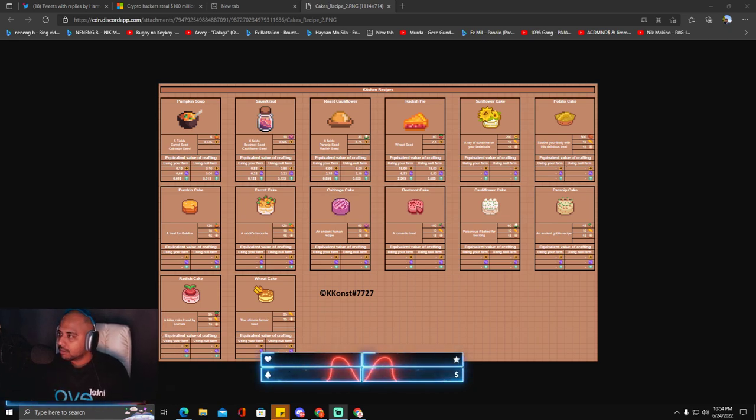Okay, so this is the cake recipe. You already know about the pumpkin soup, the sauerkraut, roasted cauliflower, radish pie, forget all that. Then there is a sunflower cake. Remember, for sunflower cake, you do need 200 sunflowers, 10 wheat, and 15 eggs. That's what we were talking about. So a total of 15 chickens you can have on your farm. That's the reason you would require 15 eggs. So it's better to rank up on that.